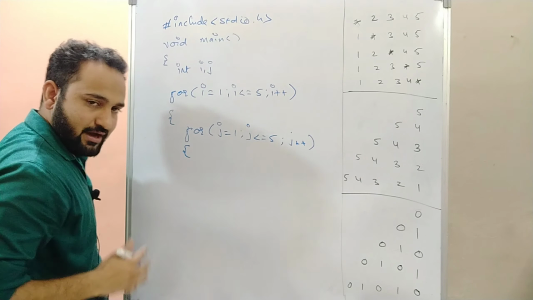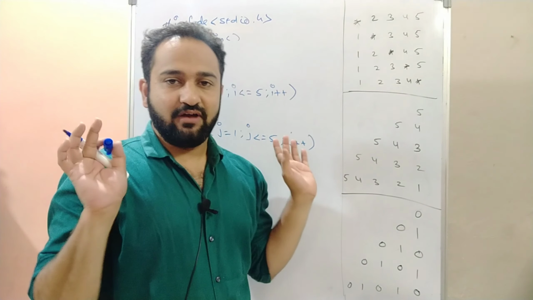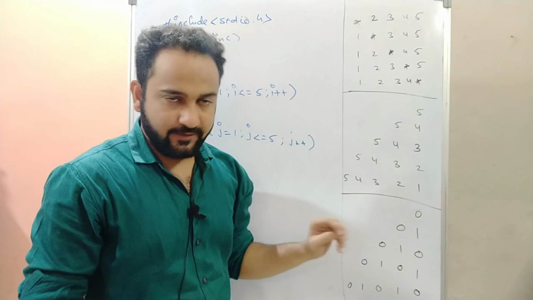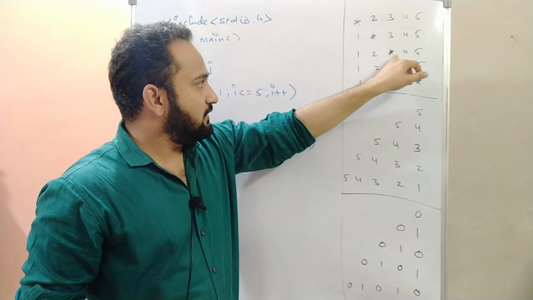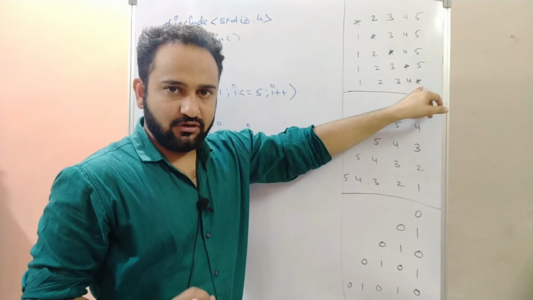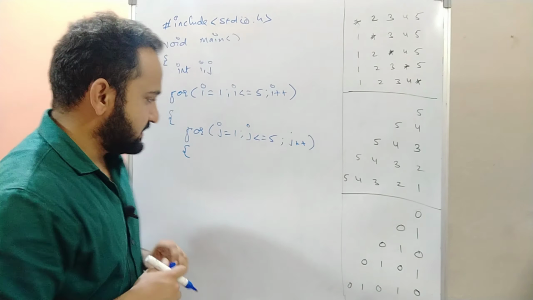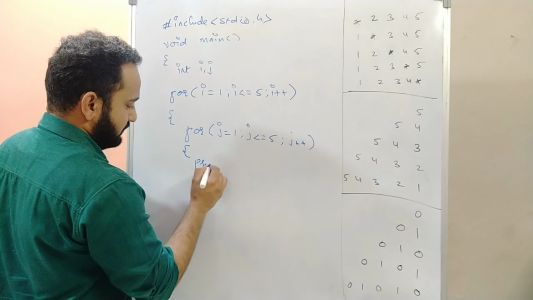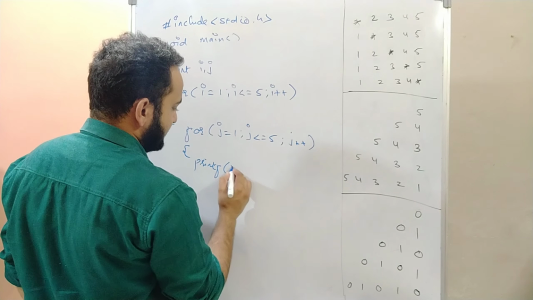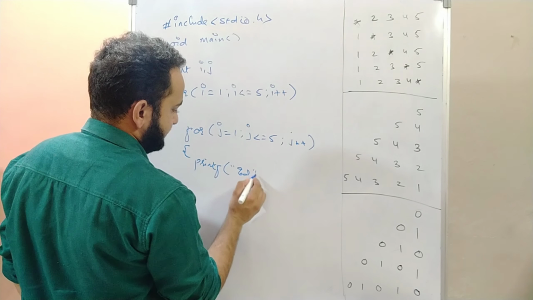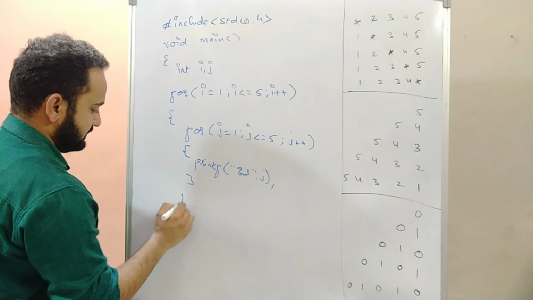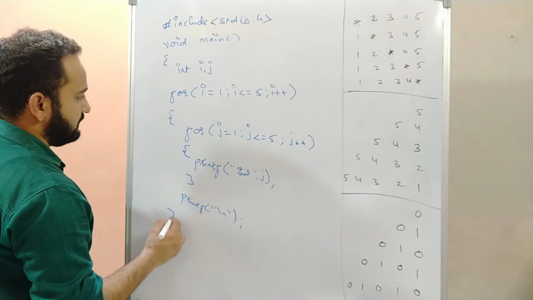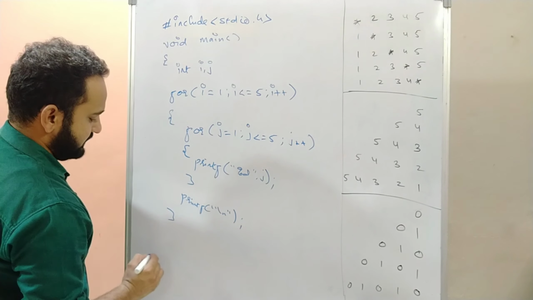Now coming to what we have to print. It's basically the value of j: 1 2 3 4 5, 1 2 3 4 5, and so on for each row. Only the thing is, at the diagonal, we have to print a star. That is the only difference. Let me first write the code for printing the value of j. It will be printf, percentage d, the value of j, and we have to leave one line here, so it will be printf and slash n. Agree? That will be the code that I have to write.